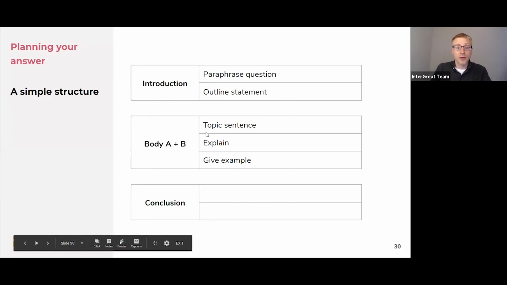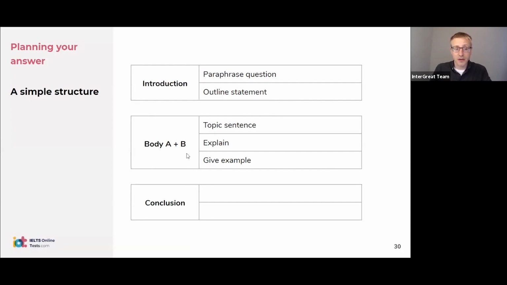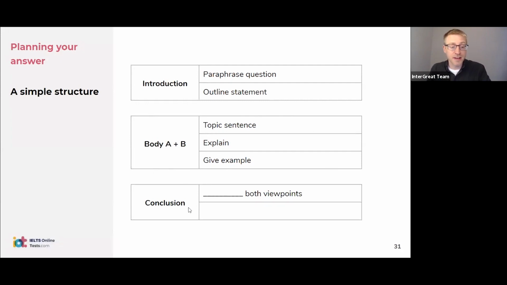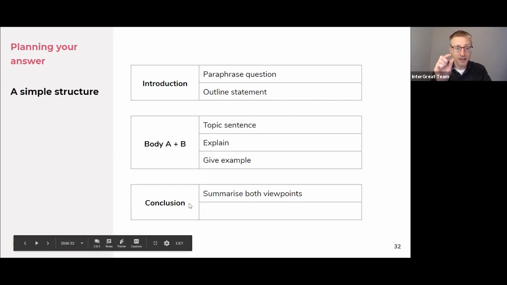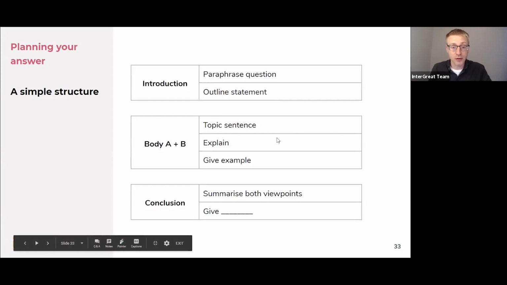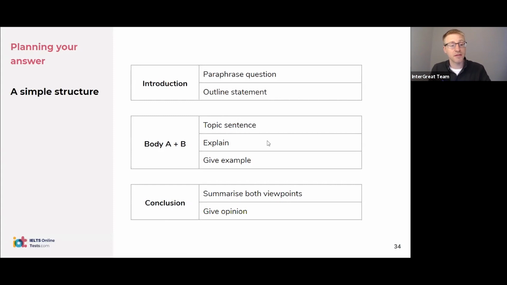Finally, we will have a conclusion. In our conclusion, we will do something to both viewpoints. What do we need to do to give? We need to outline them is one way. We could summarize them, restate them. We need to say them in a brief, simple way. Here are the 2 viewpoints, and we need to give our opinion to make this very clear.